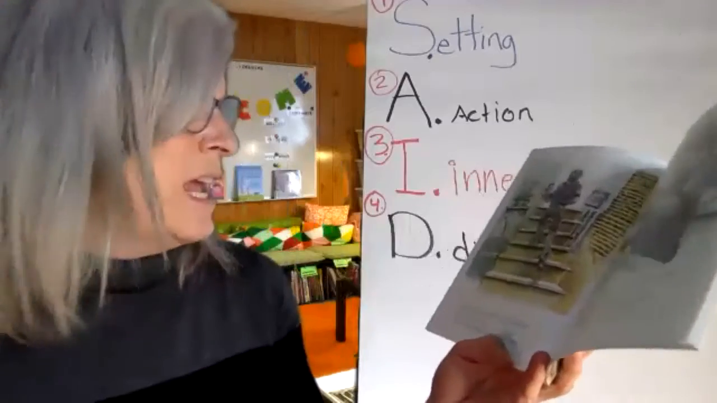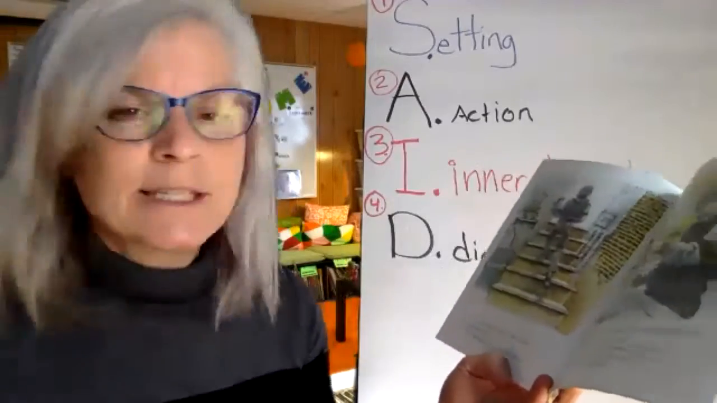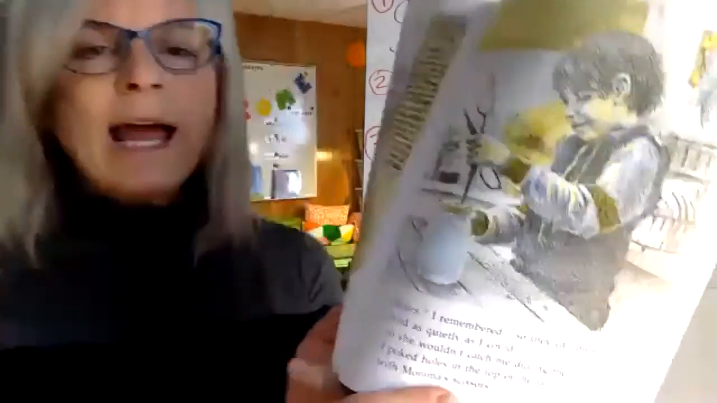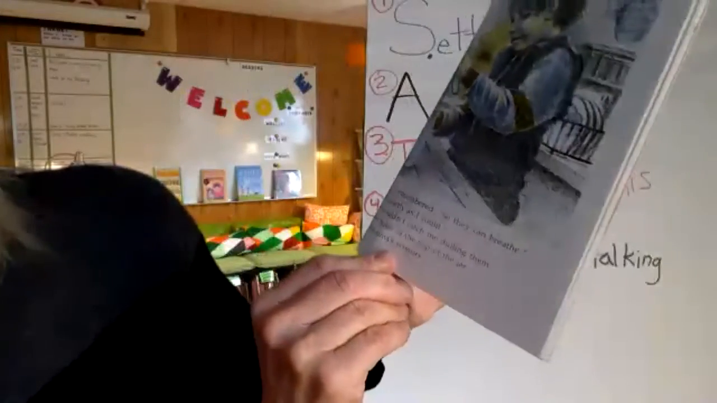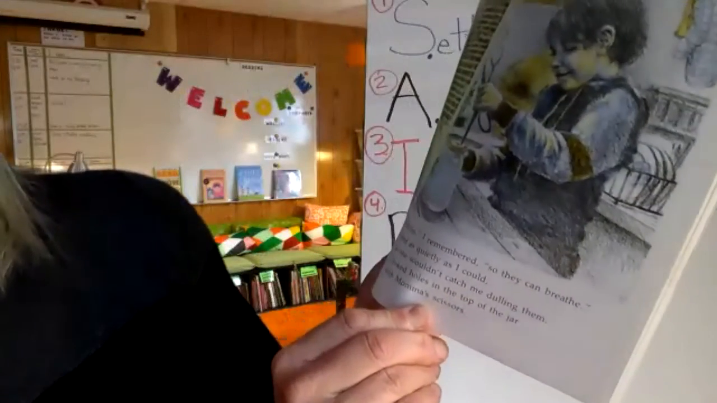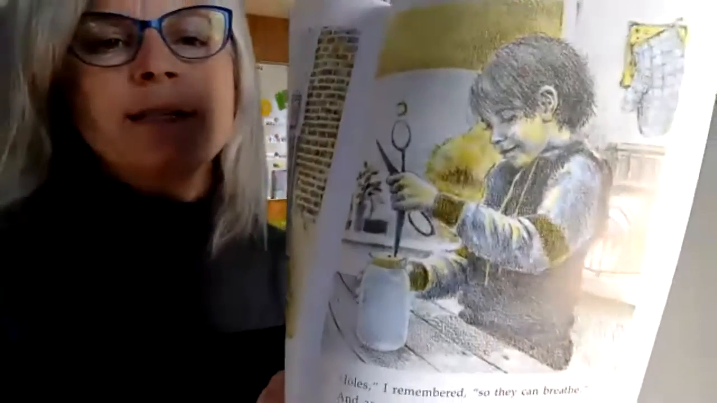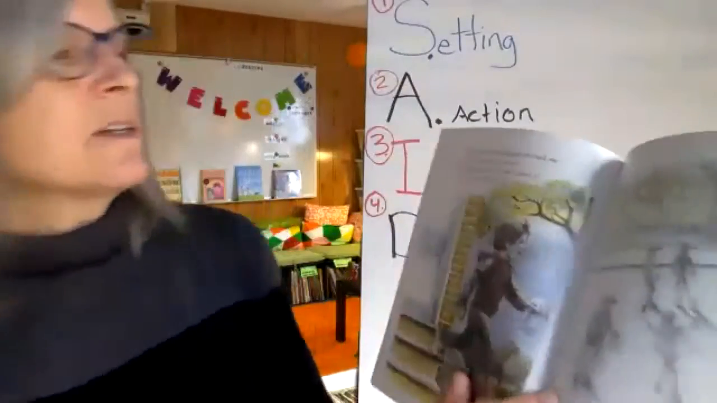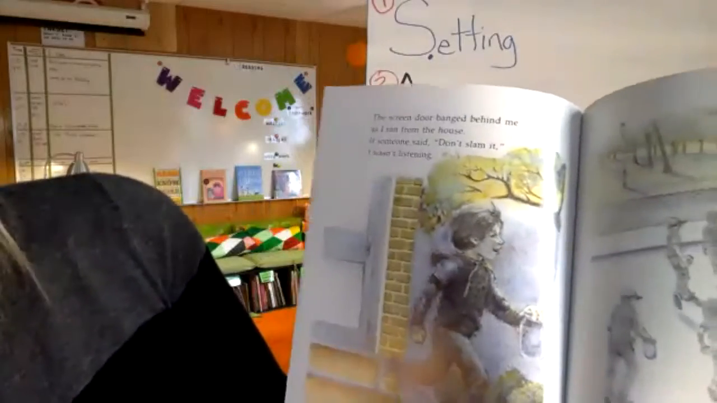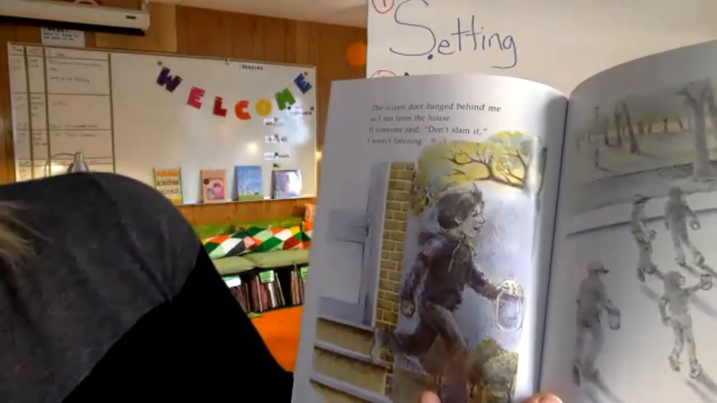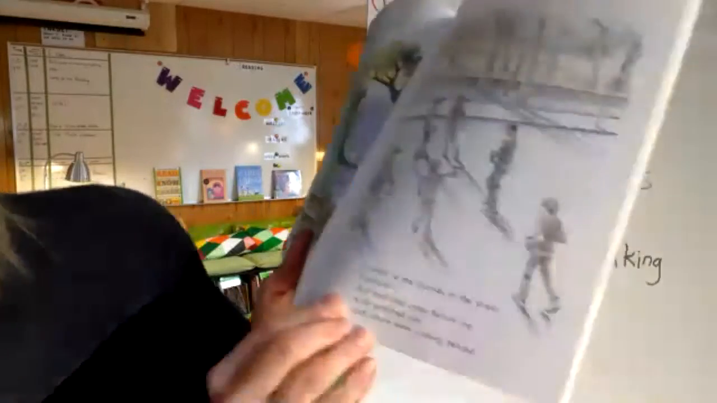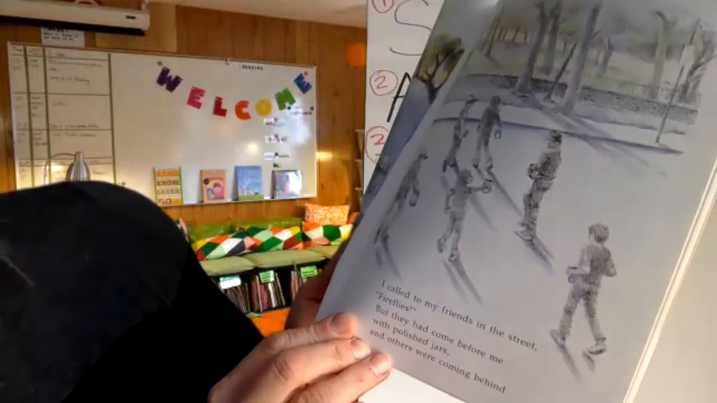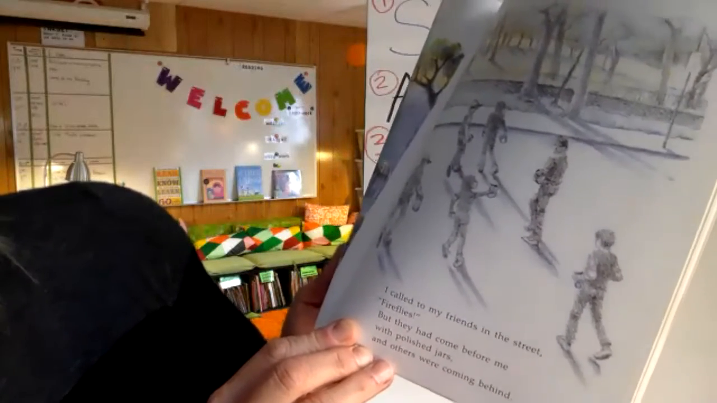Thank you. "Then I ran back up the stairs, two at a time. Holes, I remembered, so they can breathe, and as quietly as I could, so she wouldn't catch me doing them, I poked holes in the top of the jar with Mama's good scissors." Sneaky. "The screen door banged behind me as I ran from the house. If someone said, don't slam it, I wasn't listening. I called to my friends in the street, 'Fireflies!' but they had come before me with polished jars, and others were coming behind."